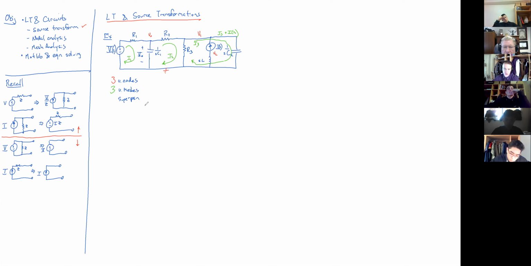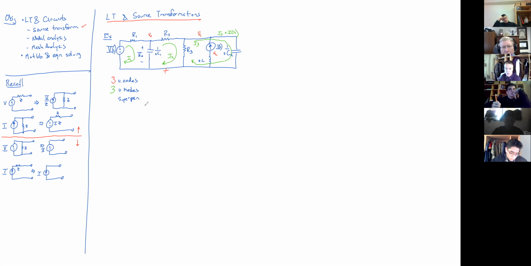So superposition says that you zero all of your unknown sources, all of your sources except for one. You just keep one on at a time. You analyze it with the one that's on, and then you redo it again with the next one that's on, and you redo it with the next one that's on until you've got all of your independent sources done. You have to keep your dependent sources on all the time. So how many independent sources do we have?